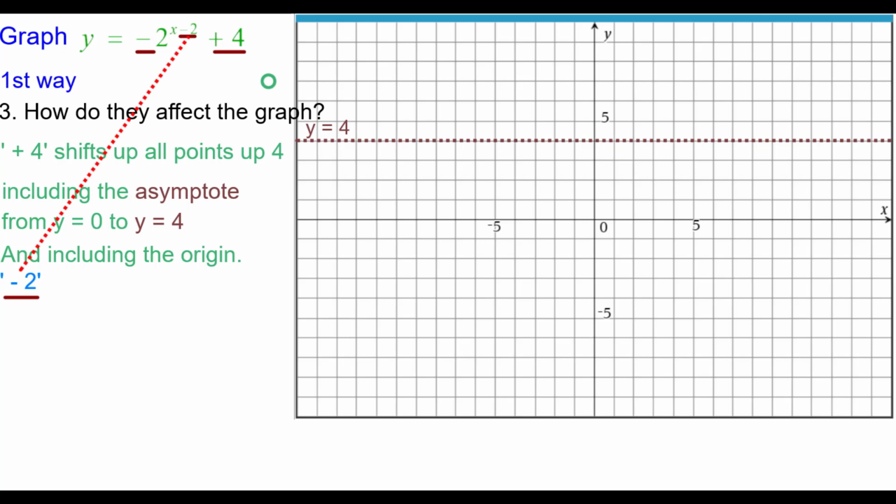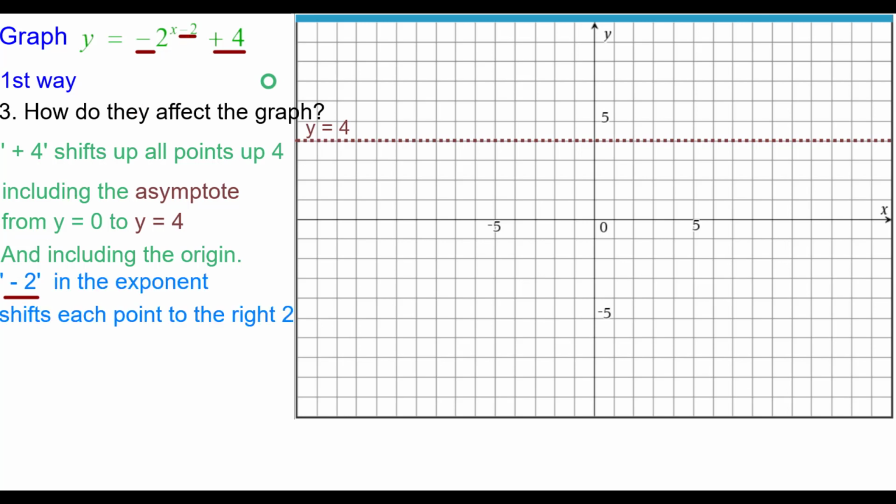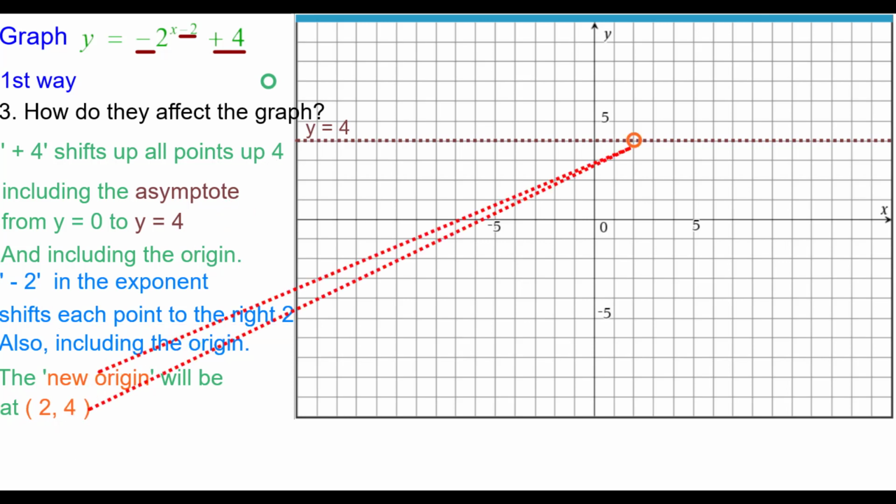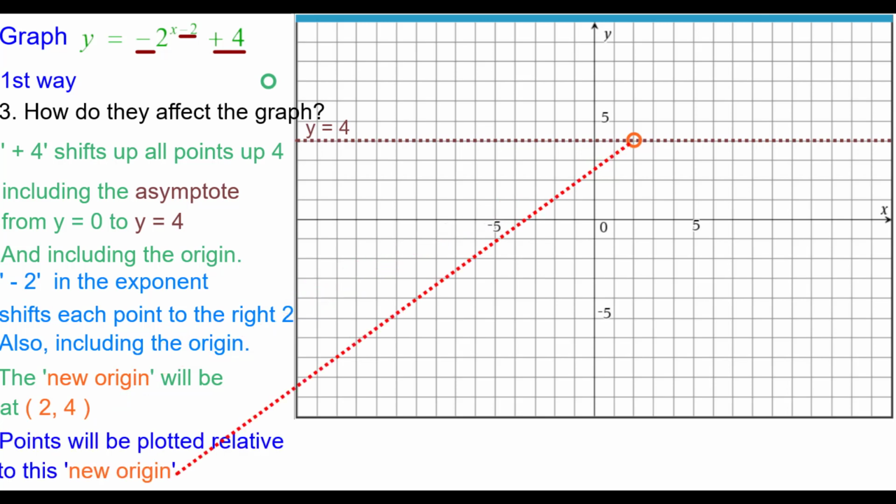The minus 2 in the exponent shifts each point to the right 2, which also affects the origin. So our new origin, so to speak, will be at the point positive 2, because we're shifting to the right 2, comma, positive 4, because we're shifting up 4. So let's go ahead and plot 2, comma 4. And all points will be plotted relative to this so-called new origin.